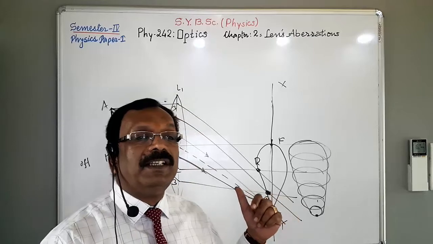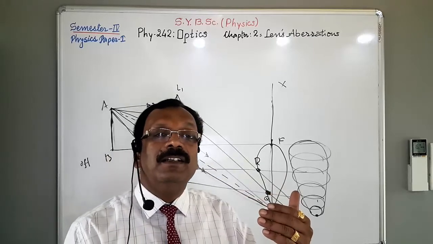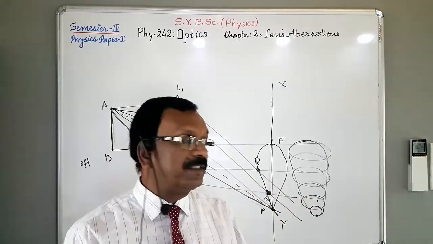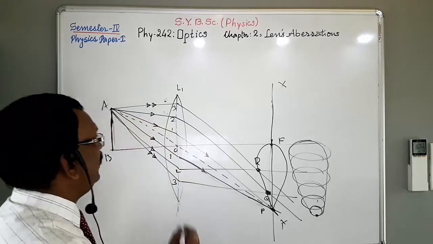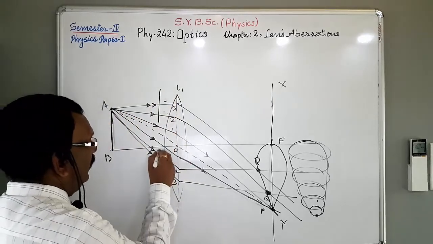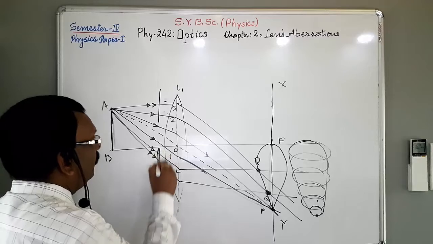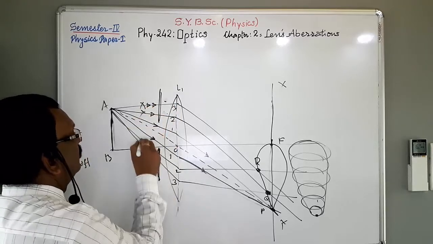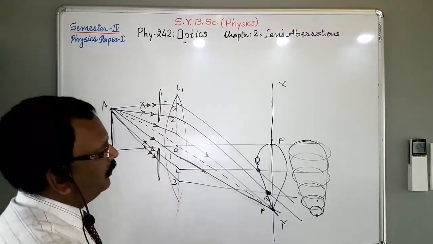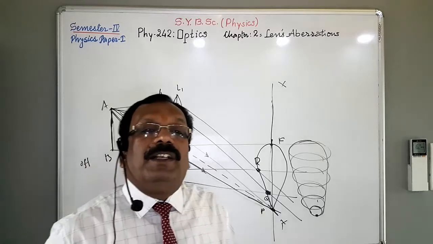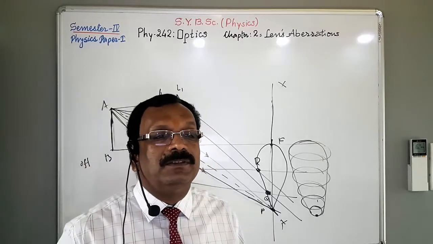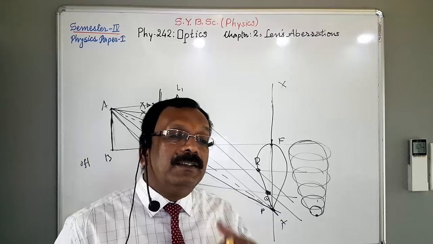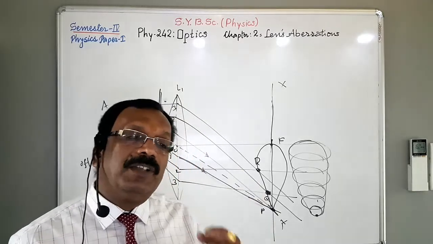The aberration can be eliminated by different methods. First, we can use the stopper. If we use the stopper like this, if we stop these two rays, obviously the aberration will reduce. Okay, this is the first way, which is very popular.